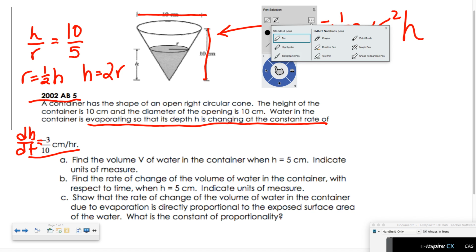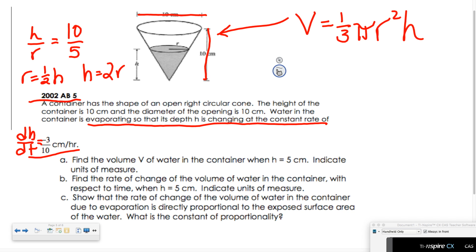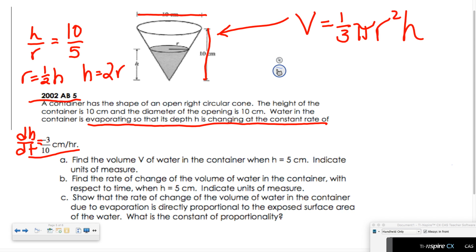Let's break out the calligraphic pen. Do some good writing. There we go. So it says find the volume V of the water in the container when the height is 5. So first he wants to find the volume. So you already figured out that V equals 1/3 pi r squared h. So we want to find the volume when the height is 5. So it's V equals 1/3 pi. They said h is 5. Well, what do we know the radius is when the height is 5?